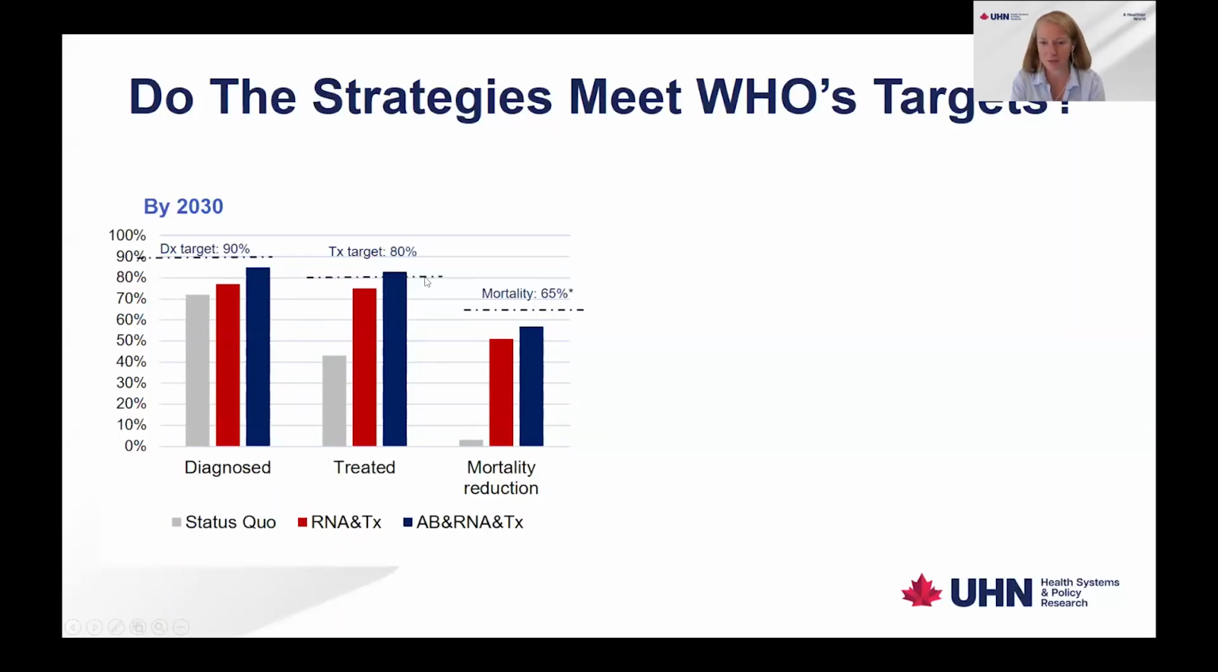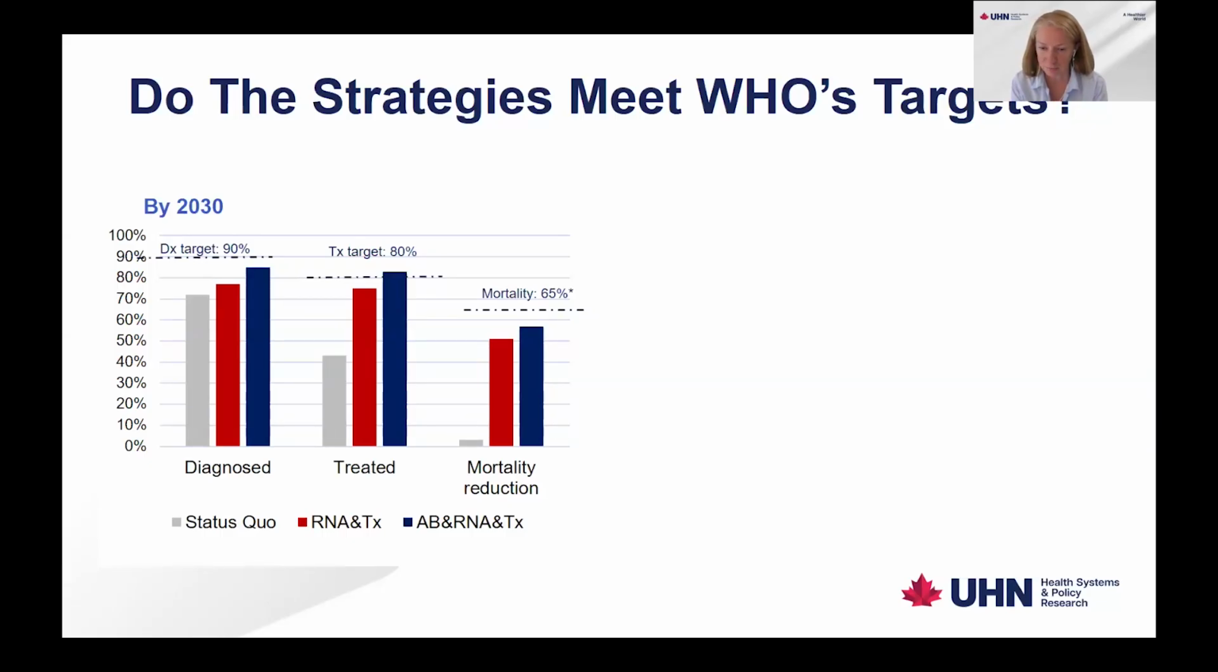Okay, so the big question is, do the strategies meet our WHO targets? In the figure, you can see the proportion of the population that will be diagnosed and treated, and for mortality, the reduction in mortality. That's how the WHO targets are formulated. We are showing this for the three different strategies: the status quo, then improved linkage to care, and then the third one, improved linkage to care plus an increase in antibody testing or a screening program.